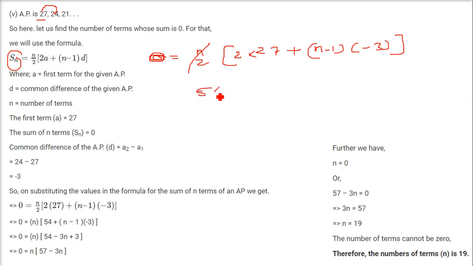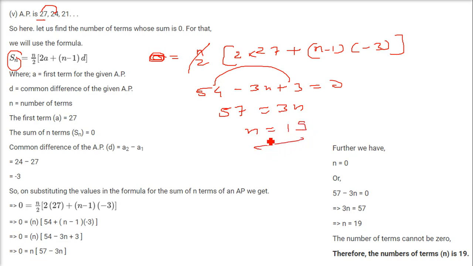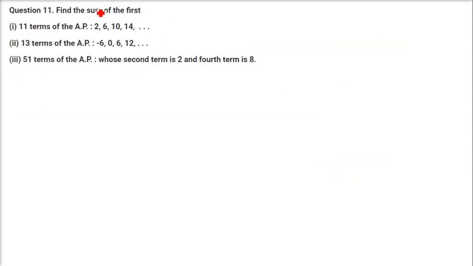2 into 27 is 54, and this is minus 3n plus 3 equal to 0. 54 plus 3 is 57. This is going to be 3n. n is going to be equal to 19. So the number of terms should be 19, so that the summation becomes 0.